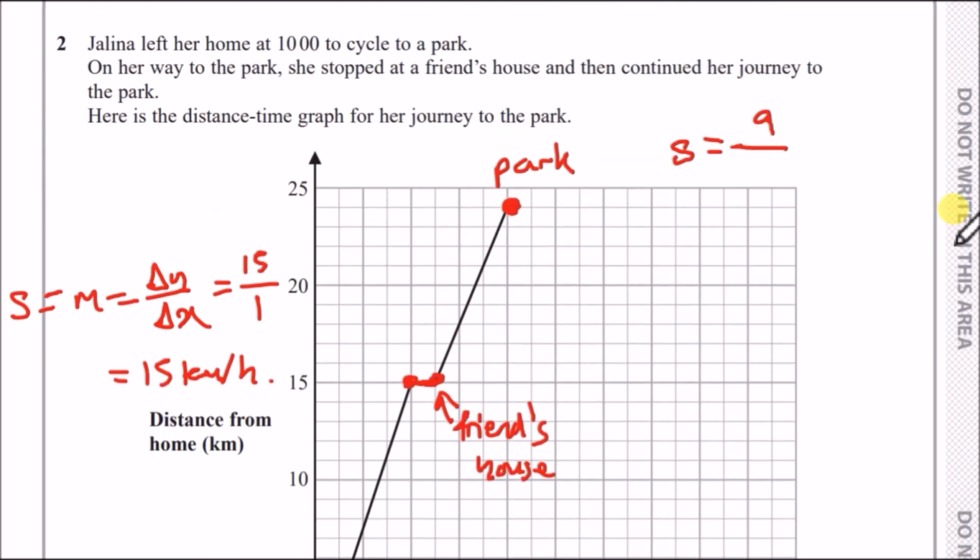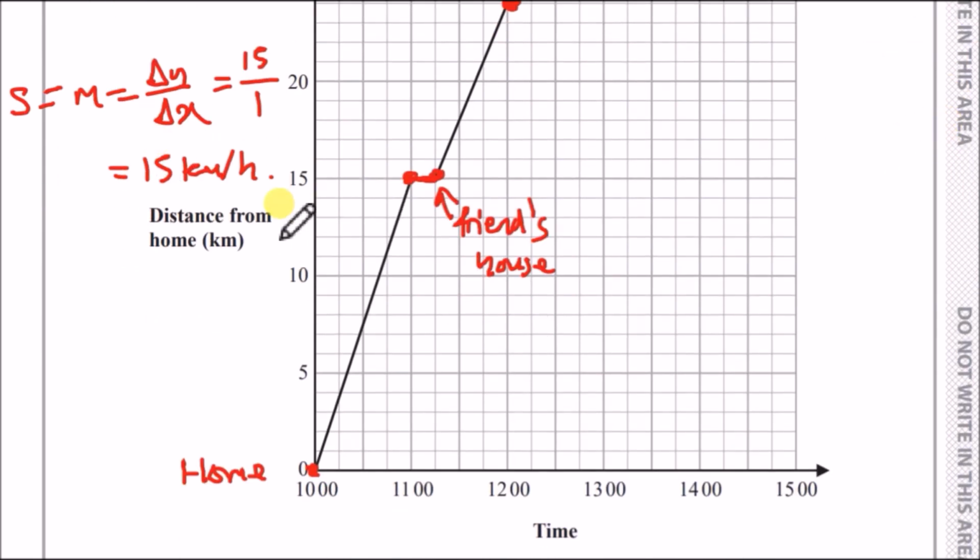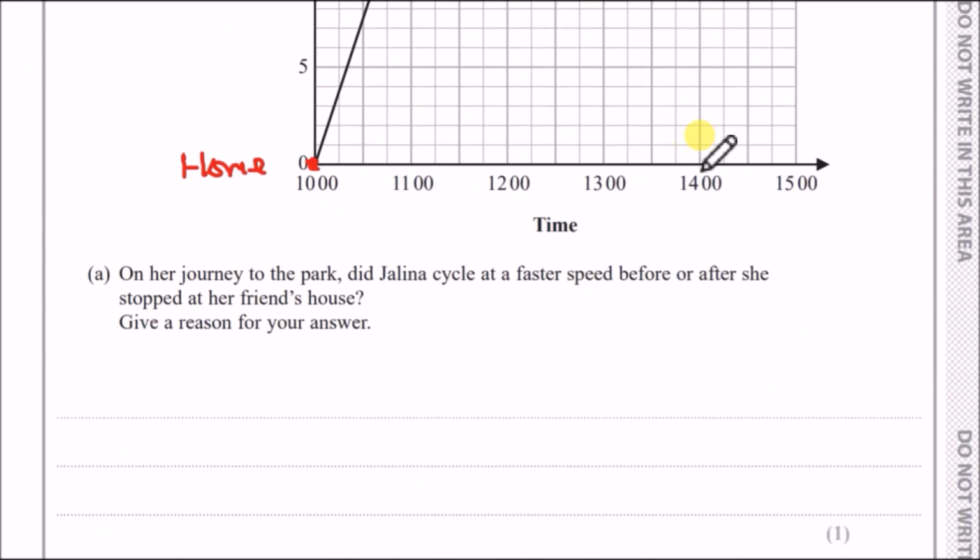And because you're working in hours, 45 minutes is the same as 45 over 60. That's basically the hour equivalent. Now, if you put this in your calculator, so you have 9 over that fraction, you should get exactly 12 kilometers per hour. So the answer would be, she actually rode faster between her home and her friend's house. Whereas between her friend's house and the park, it was slower by 3. So that's what you'd write. You just write these figures in, you're done.